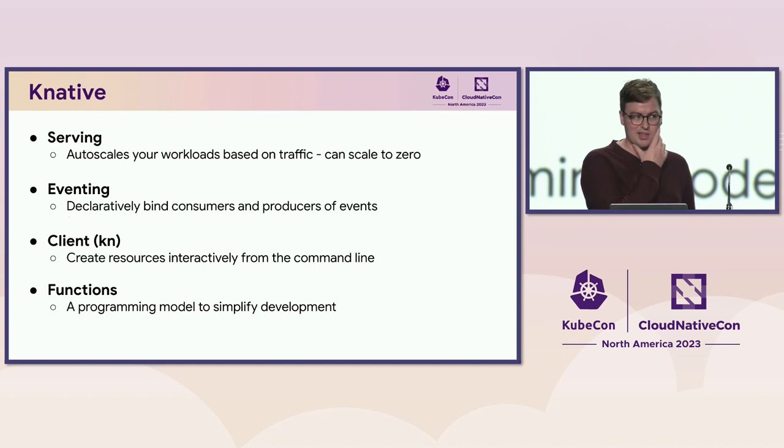So at a high level, what are all the components in Knative? You have Serving, which does the autoscaling, scaling to zero, and runs your workloads. Eventing lets you bind events from sources to sinks so you can handle them. You also have the clients, a CLI that lets you create the Knative services and so forth. And then you have Functions, which lets you turn a function into a container.